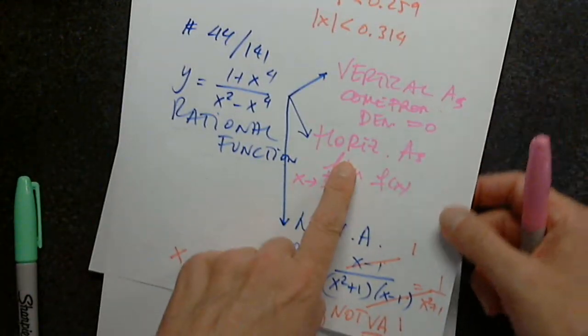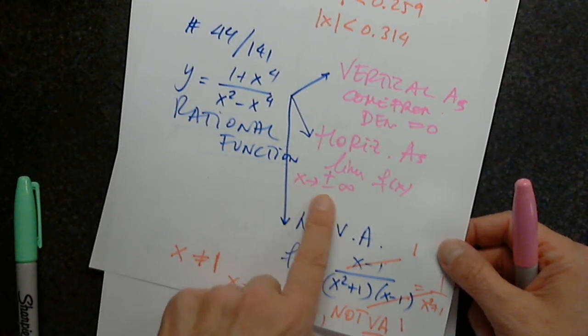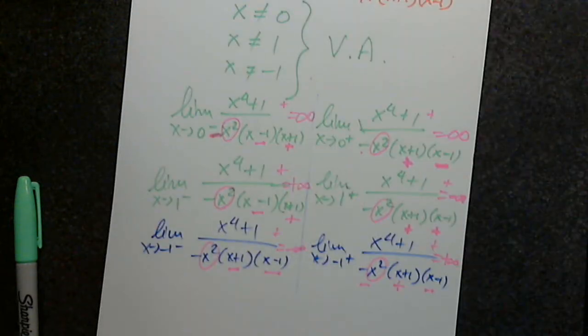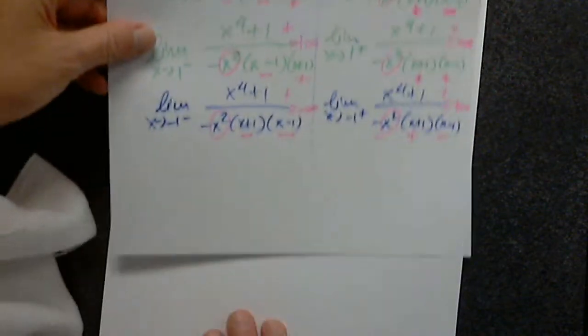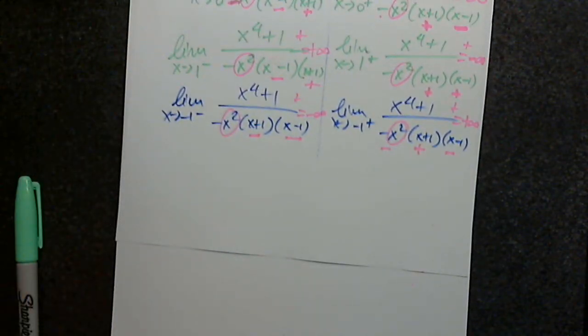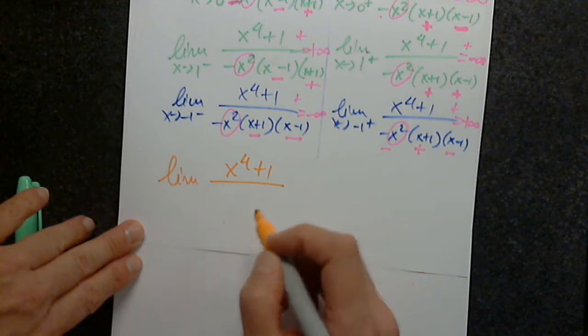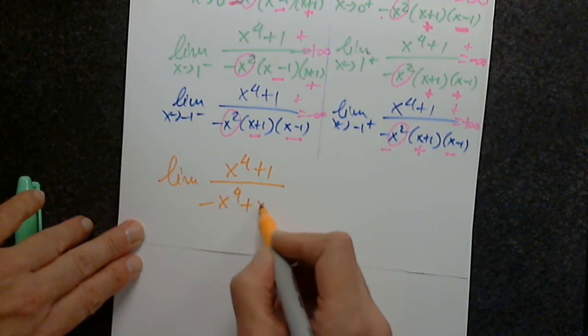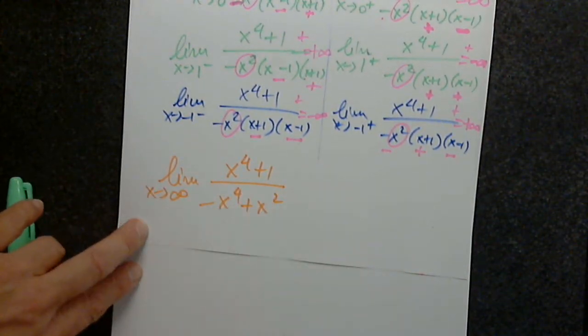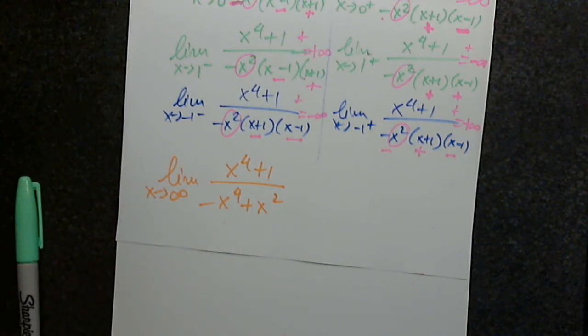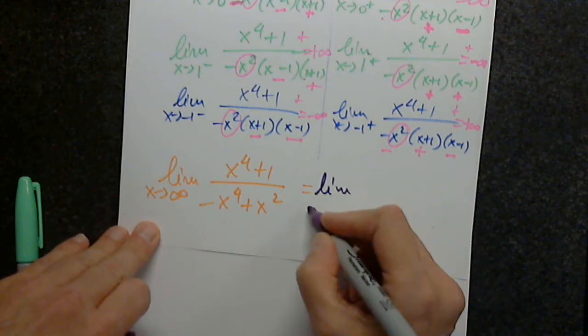Now the final step is to find the limit at positive and negative infinity. When I find the limit at positive and negative infinity, I prefer the unfactored form. So I have the limit of x to the fourth plus 1 divided by negative x to the fourth plus x squared as x approaches infinity. And like before, I'm going to ask you what is the degree at the top, and you will say 4. And then, of course, we will factor out.